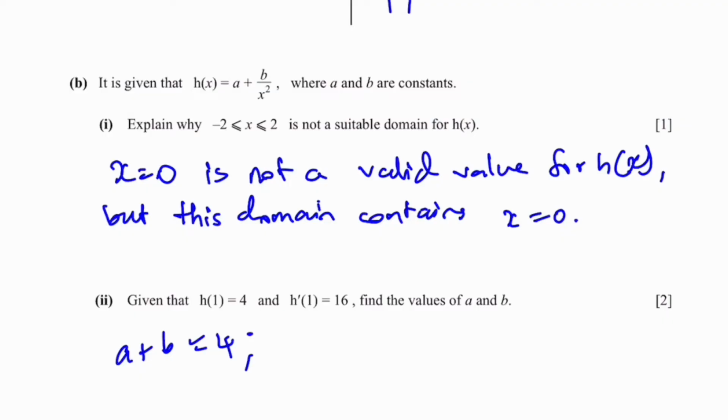Now, for h prime of 1, we need to find h prime of x. So h prime of x is the derivative of h with respect to x.